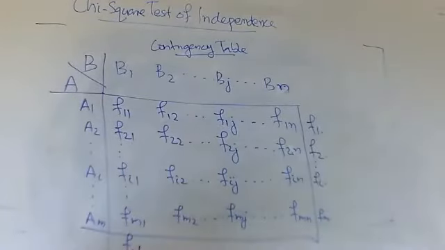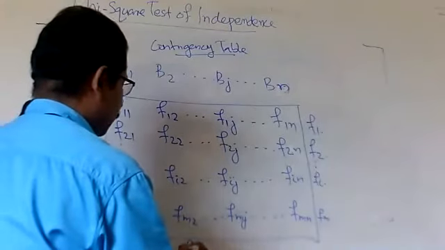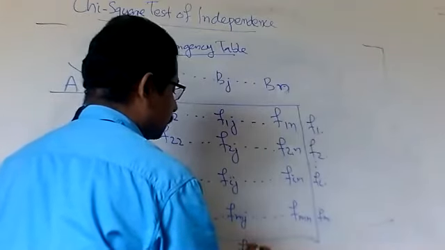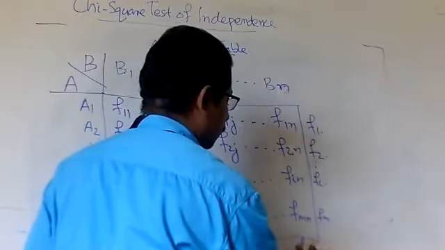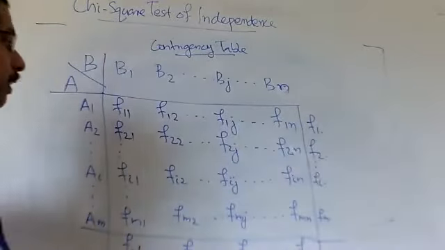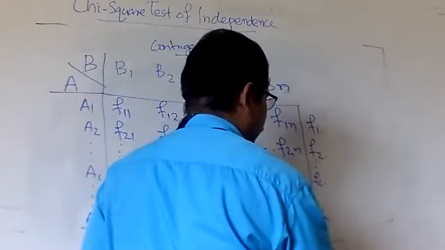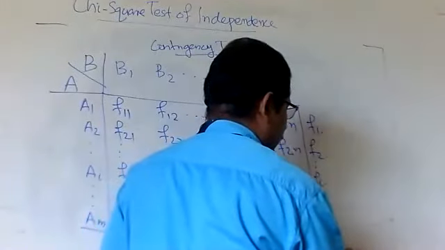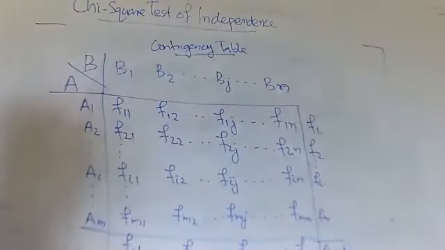For the second column it is F dot 2. Here it is F dot j, etc., F dot n. And the entire total is denoted by F dot dot. It can also be said to be capital N, the total number of observations, that is m into n.